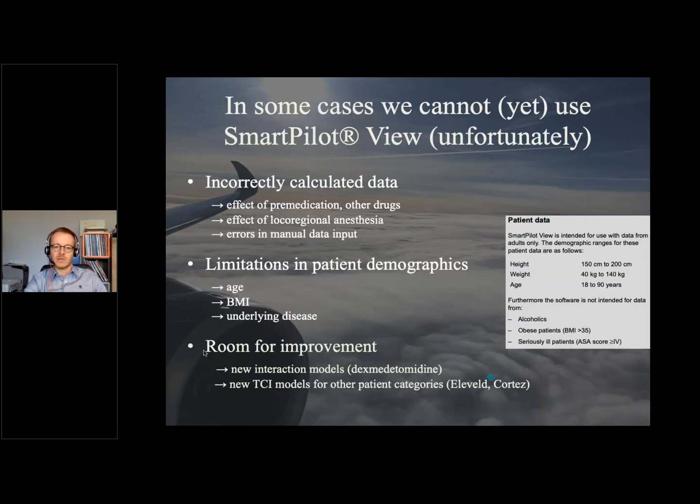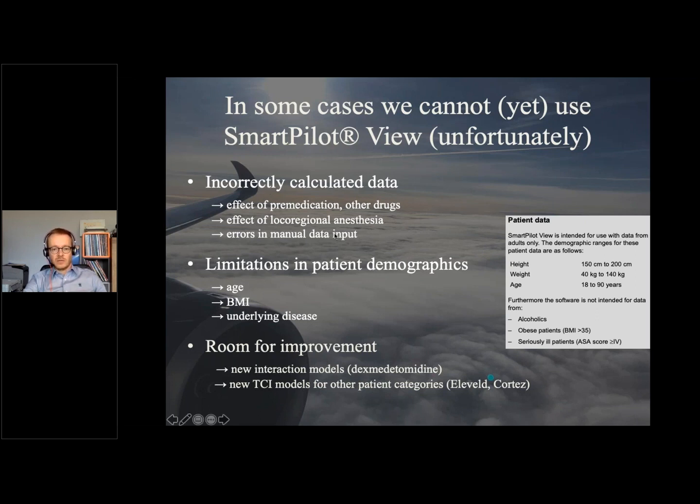Unfortunately, in some cases, we cannot use SmartPilot View. That is because we use premedication, we use other drugs that are not incorporated in the library of the SmartPilot View. Currently, there's only propofol, sevoflurane, desflurane, nitrous oxide, and for the opioids, there is fentanyl, sufentanil, and remifentanil.